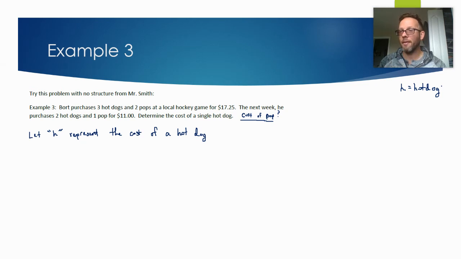And even if somebody said H equals hot dog on something I'm evaluating, I might say, well, what about the hot dog? Is it the cost? Is it how many hot dogs you ordered? Is it the amount of calories you get from a hot dog? You have to be specific, right? The cost. And let's use P for pop.